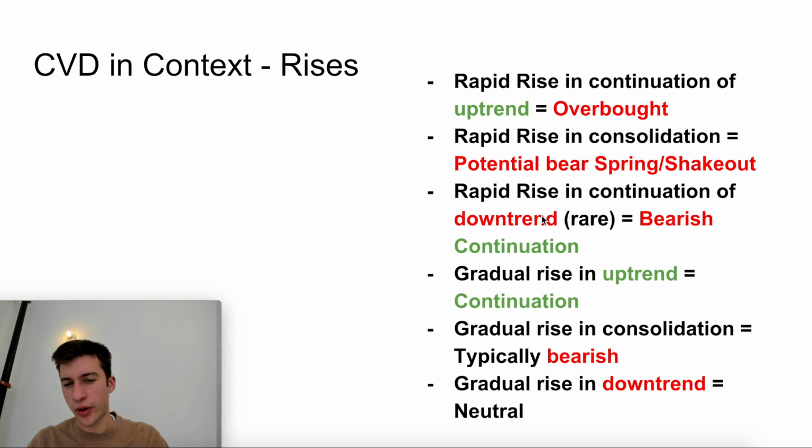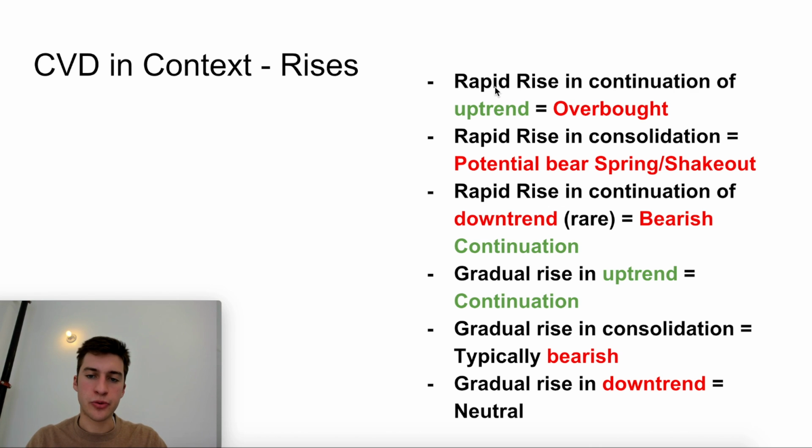How about a rapid rise in the continuation of a downtrend? I said that this is rare. It's a little bit less common. What I mean by this is imagine that we have a downtrend and CVD spikes in that downtrend, but price continues to move lower. This is probably just going to be a bearish continuation. If price isn't able to make any ground with a massive spike in CVD, then price will likely just continue moving in that bearish direction.